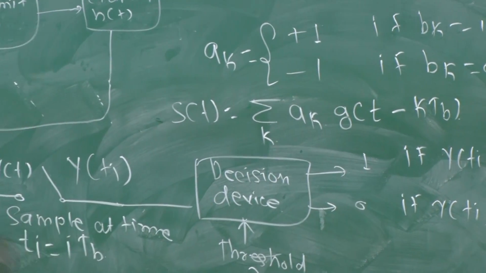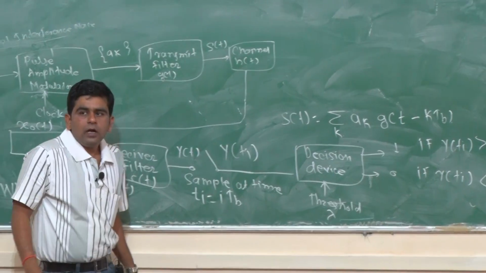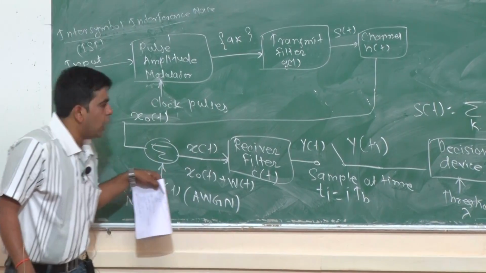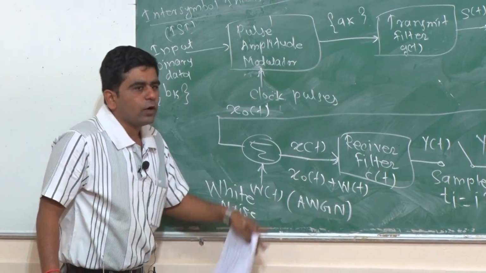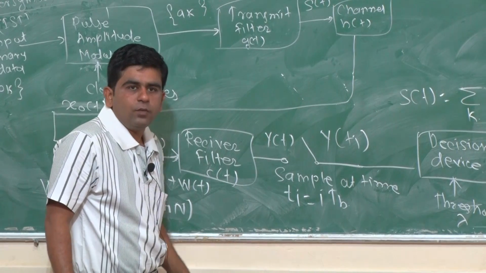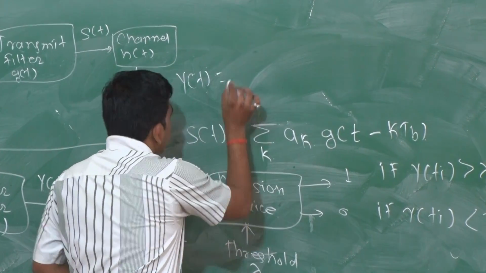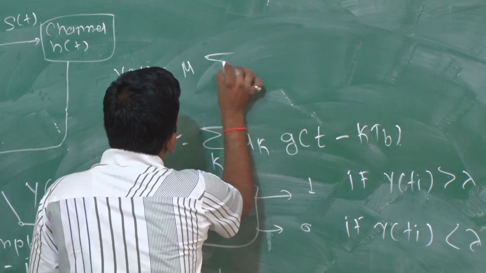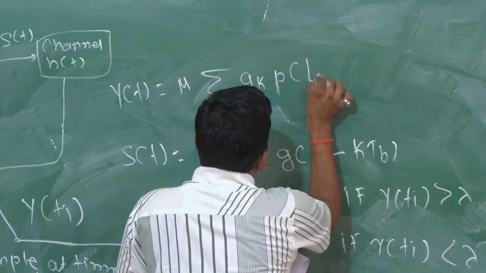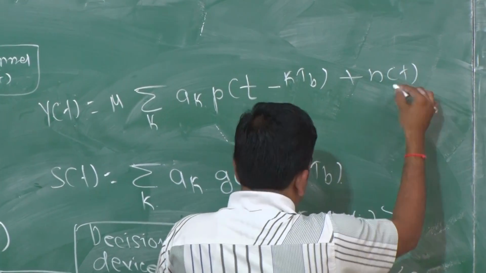So here we will get output y of t. This s of t is given as input to your channel with an impulse response h of t. The channel gives the output x0 of t. It is going to add with your noise w of t, which is the additive white Gaussian noise. So x of t is the input to your receiver, and finally we will get y of t as output. So y of t is given as mu summation over k, that is a k into p of t minus k TB plus n of t.